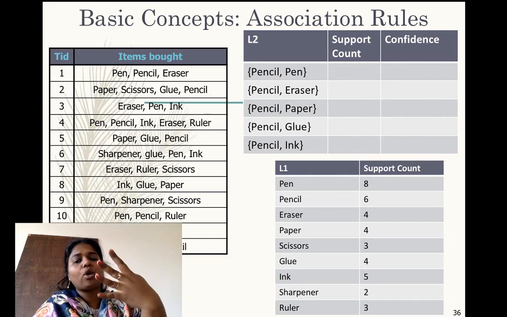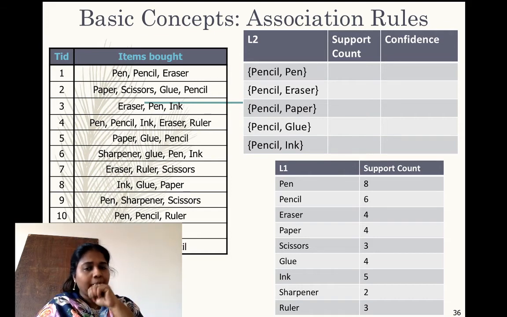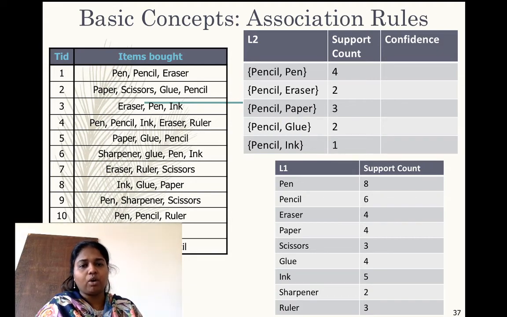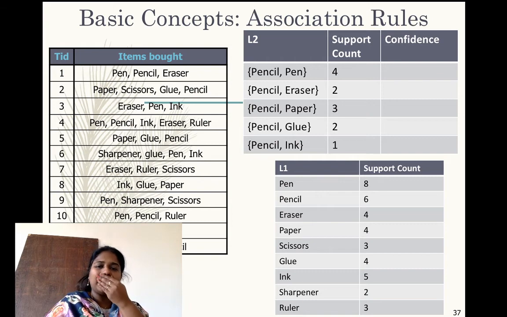So I've got 4 different transactions in which both pen and pencil are present. So my support value of the pencil-pen combination is going to be 4. The same way I can count for all the other combinations. And for the confidence, I see pencil is present in 6 transactions.